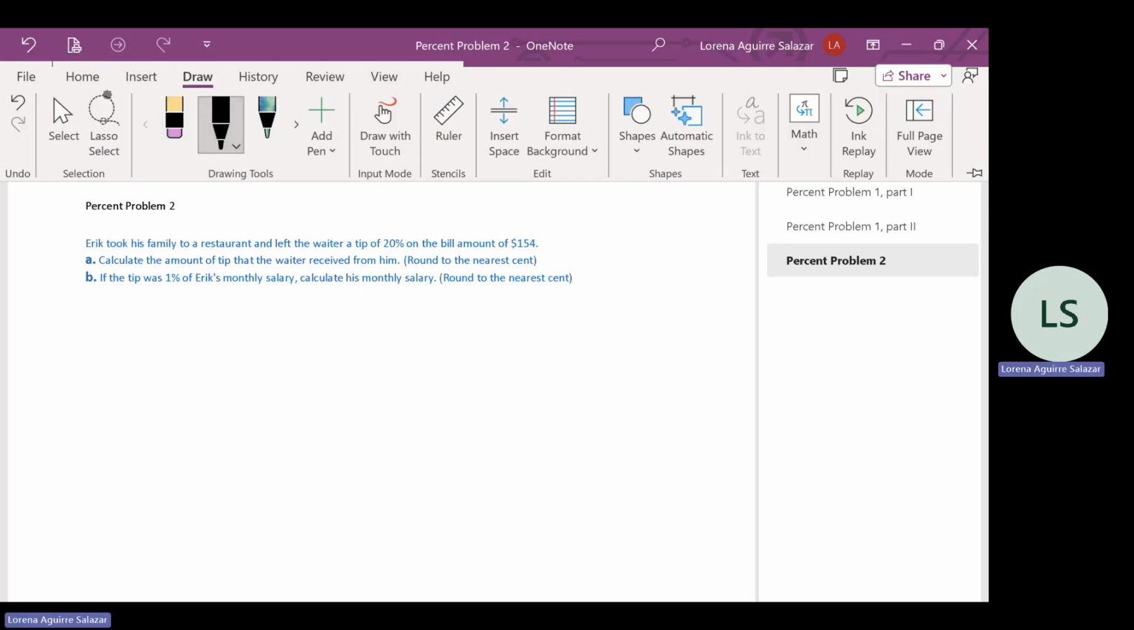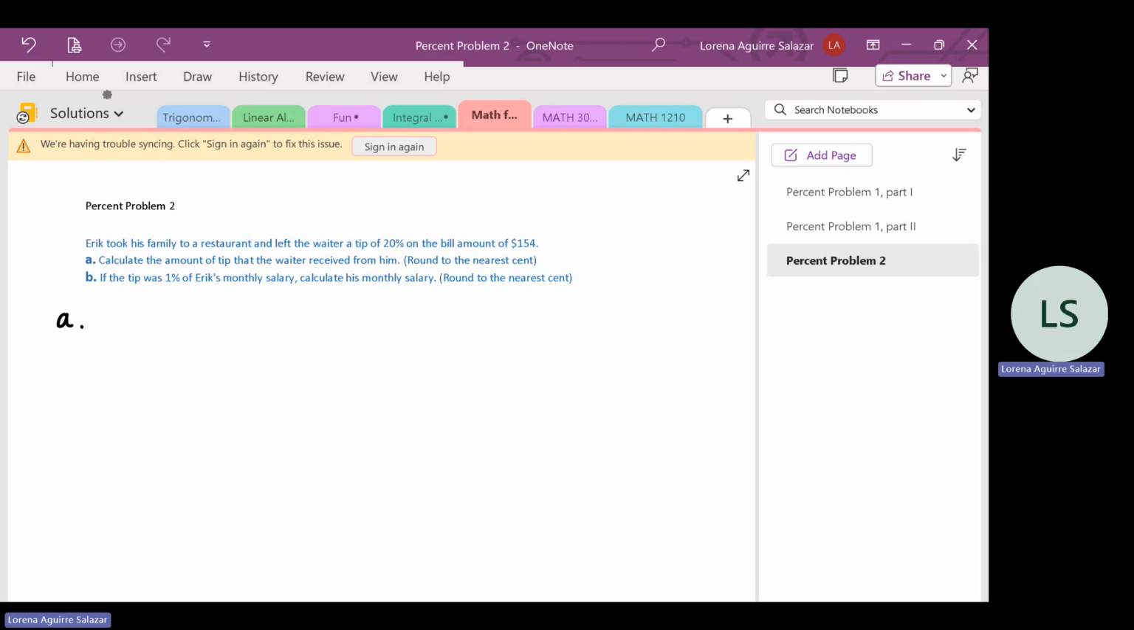So, for part A, we want to calculate the amount of the tip that the waiter received from Eric. And Eric left the waiter a tip of 20% on $154. That 20% is the rate. R is 20%. In other words, 0.2. The decimal equivalent to 20% is 0.2.